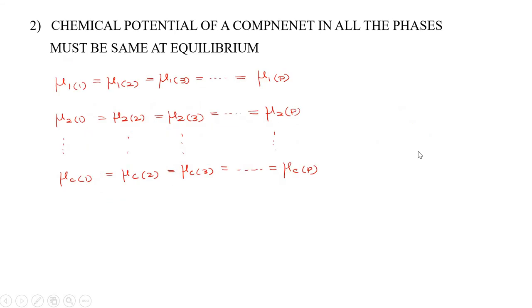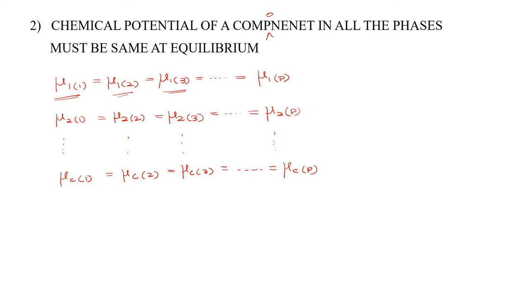Then the second equation that relates the intensive variables is chemical potential. The chemical potential of a component in all the phases must be the same at equilibrium. What is meant by that? The chemical potential of component 1 in phase 1 should be equal to the chemical potential of component 1 in phase 2, which should be equal to the chemical potential of component 1 in phase 3. Similarly, the chemical potential of component 1 in all the phases should be equal.